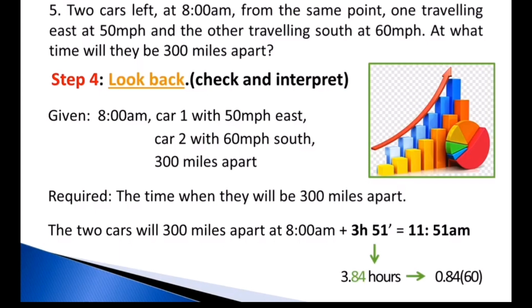The problem here is, how did you get 51 minutes from 3.84 hours? So just follow this. We know in 1 hour there are 60 minutes. So simply the 0.84 that is in the hour form, you're going to multiply it by 60.